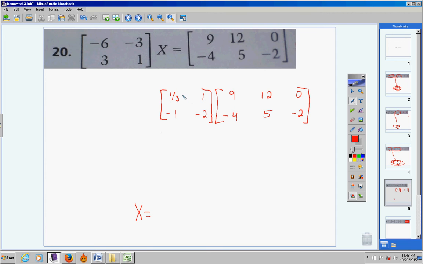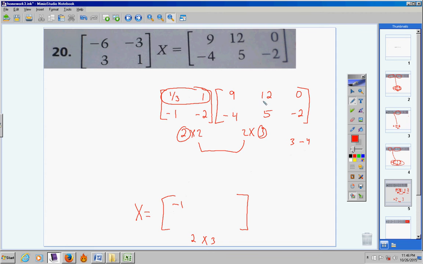Alright, so let's take this matrix times this matrix. Let's run our test. We have a 2 by 2 times a 2 by 3. Your inside numbers match, your outside numbers are a 2 and a 3. So I know my answer is going to be a 2 by 3. Okay? So I take row times each of these columns. So 1/3 times 9 is 3. 1 times 4 is -4. Combine and you get a -1.